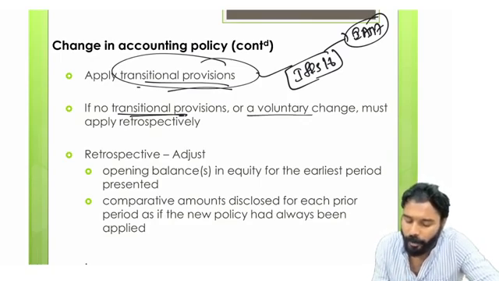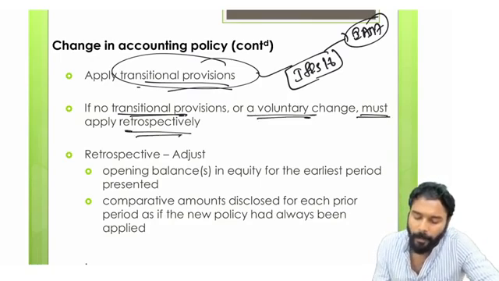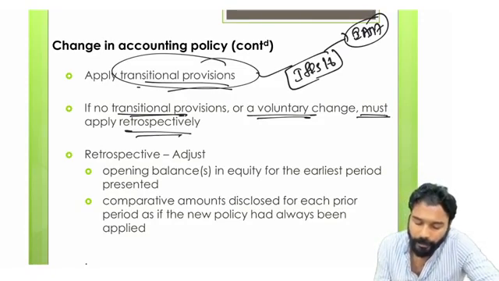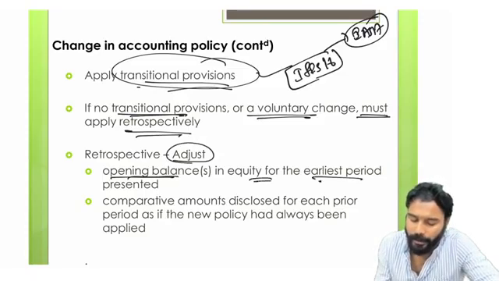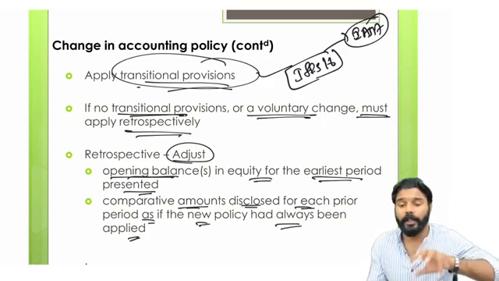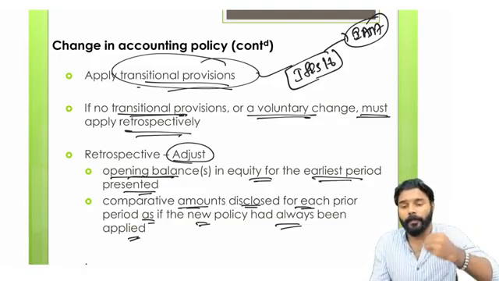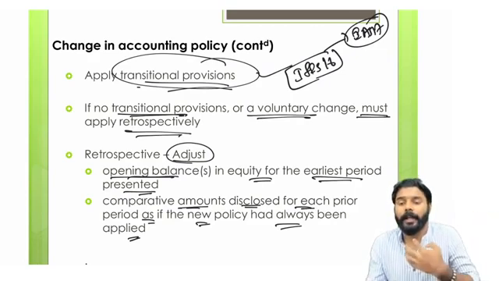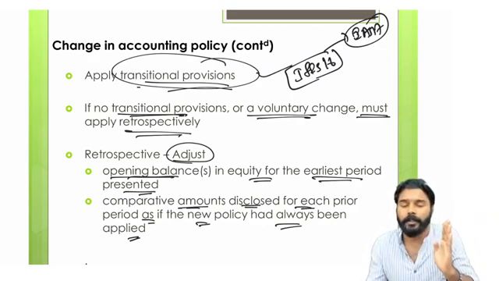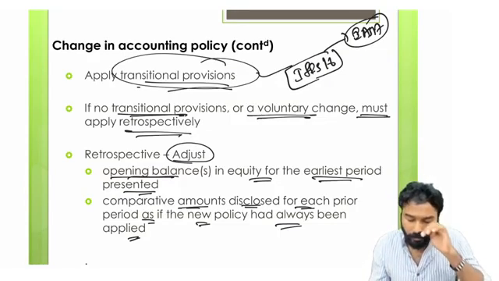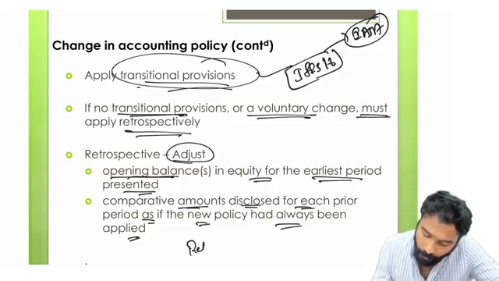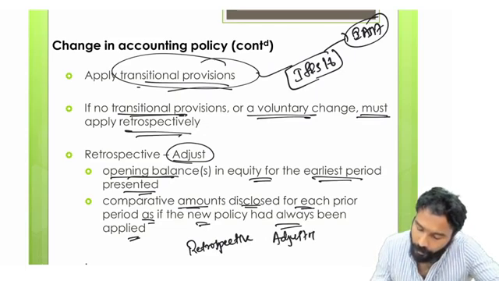So if there is no transitional provision on a voluntary change, then we must apply it retrospectively. So how will you make the changes retrospectively? Adjust the opening balance of equity for the earliest period presented, and the comparative figures or the amounts disclosed for each prior period, as if the new policy had been applied. Like what you have seen in the last example, there we restated the opening balance and closing balance, even though it was accounted as per first in first out method last year. Since we are adopting a new policy, we are making those changes in last year's FS as well, right? That is known as the retrospective adjustment.